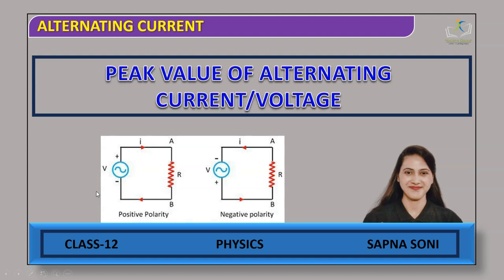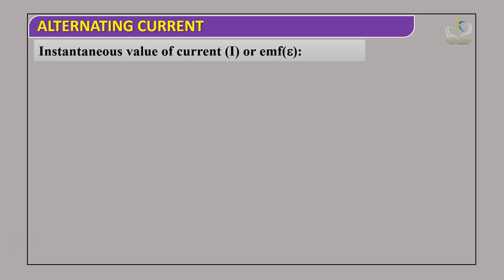Welcome students. So now we are going to start your topic, peak value of alternating current or voltage. This is the class 12 topic, the chapter Alternating Current. So start with the topic, instantaneous value of a current I or EMF E.